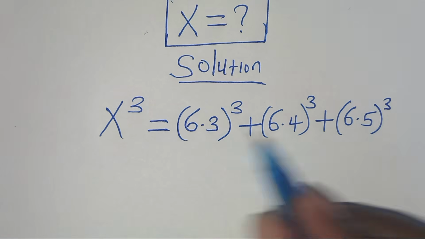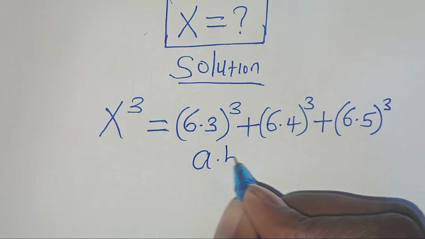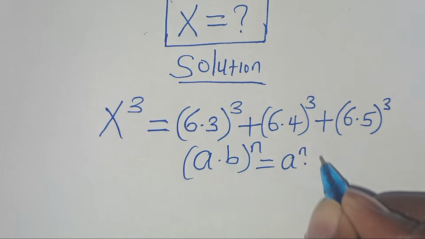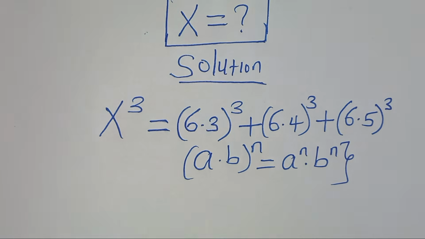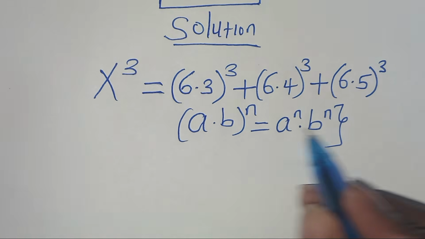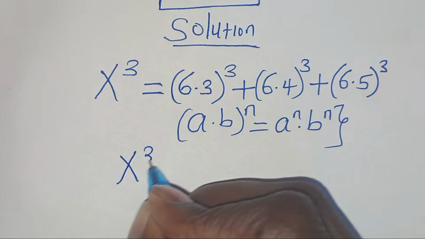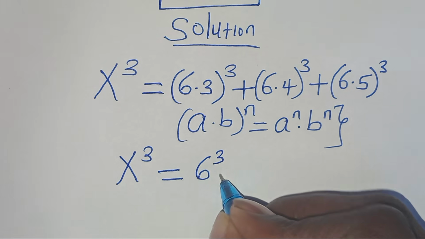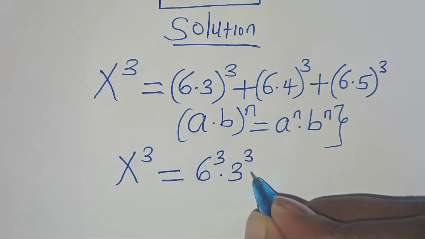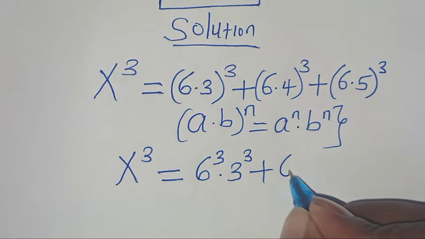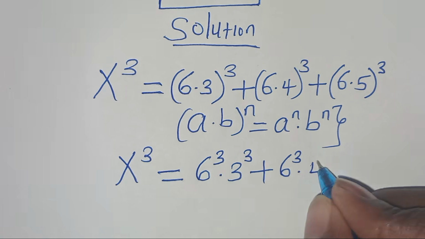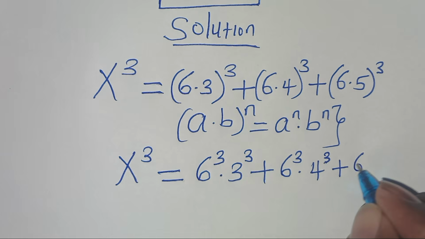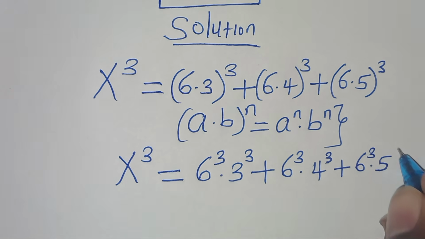Now, in this case, this is in the form of a times b raised to the power of n, which you can express as a to the power of n multiplied by b to the power of n. Applying this exponent property, we have x to the power of 3 equal to 6 raised to the power of 3 multiplied by 3 raised to the power of 3, then plus 6 raised to the power of 3 multiplied by 4 raised to the power of 3, then plus 6 to the power of 3 multiplied by 5 raised to the power of 3.